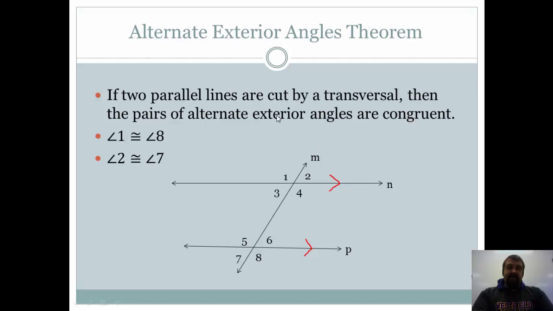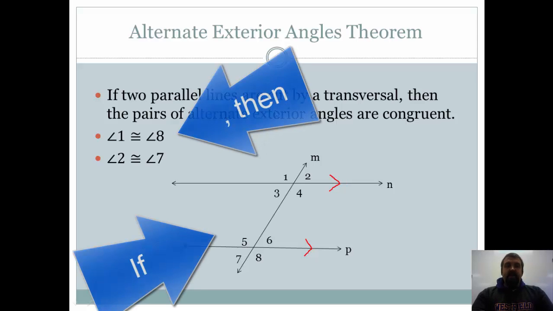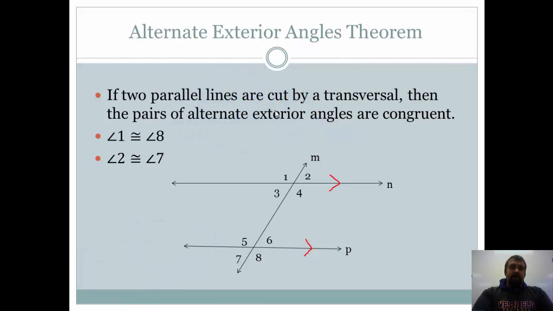Same thing with alternate exterior. The only thing that now changes is that now we're talking about exterior angles instead of interior. Again, it's a theorem because you can prove this one. In fact, I think we'll be proving one of these, and I think it's this one that we prove. If two parallel lines are cut by a transversal, then the pairs of alternate exterior angles are congruent.